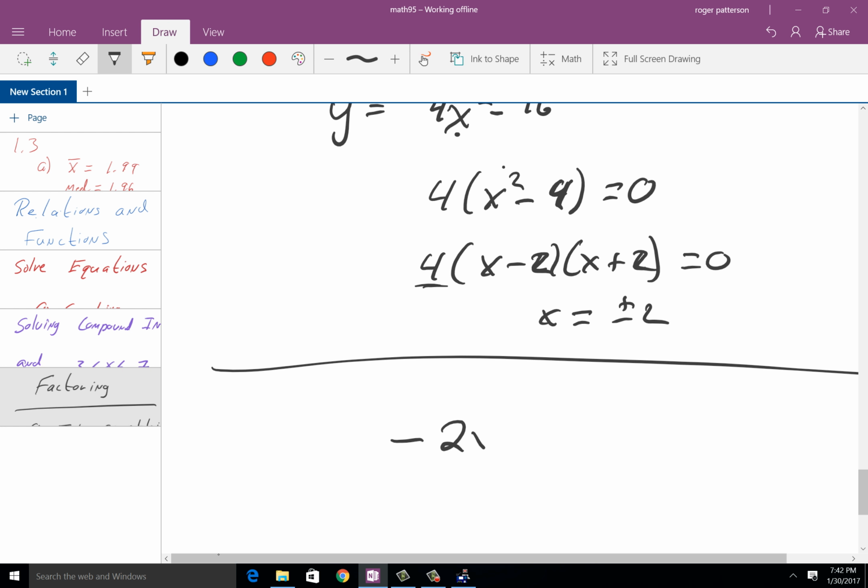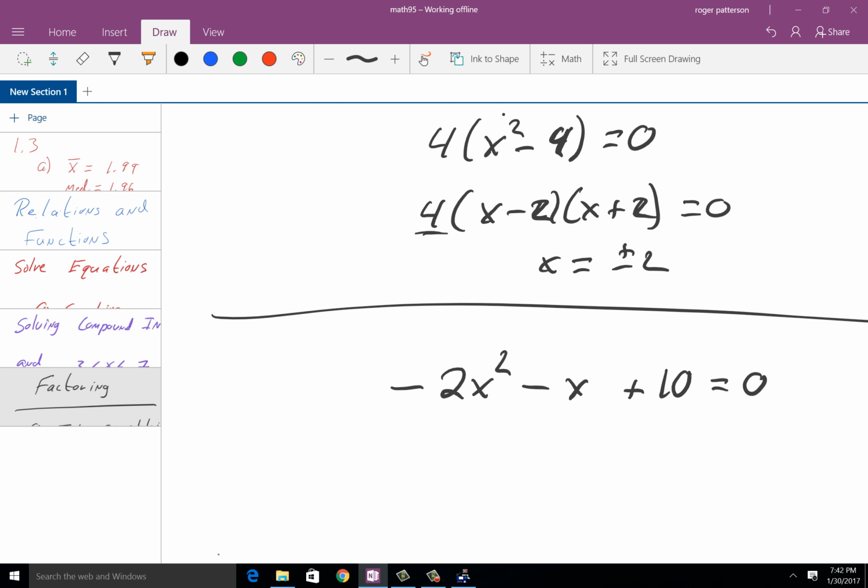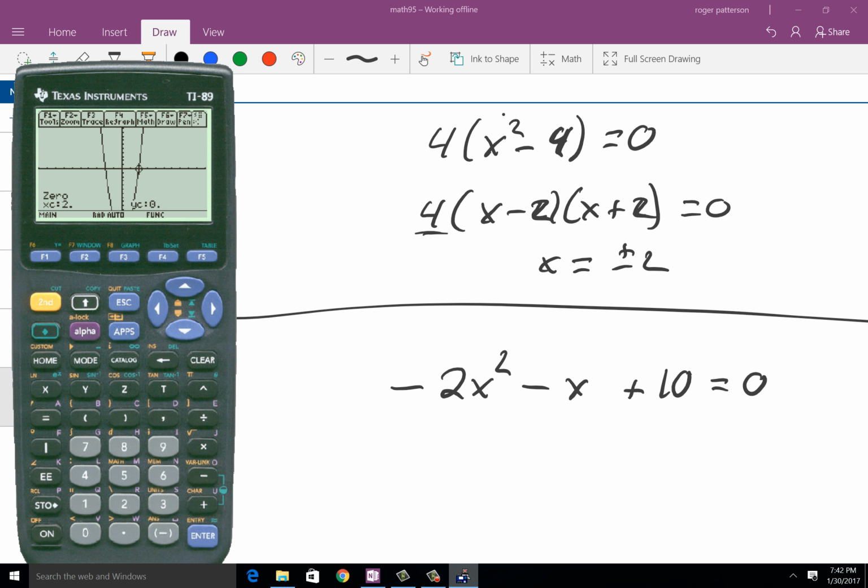How about negative 2x squared minus x plus 10 equals 0? Okay. So here, we'll graph this one up. Go up there and clear that out of there. Negative 2x squared minus x plus 10. Enter. Diamond graph.